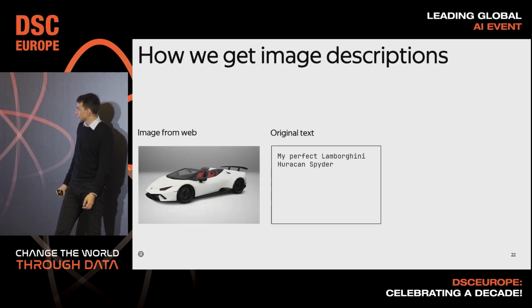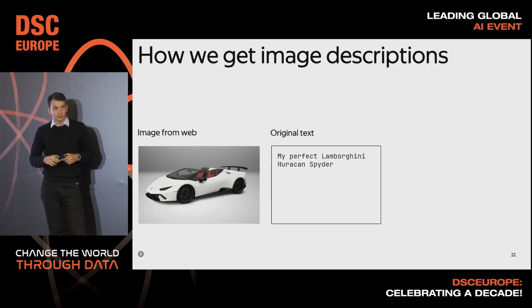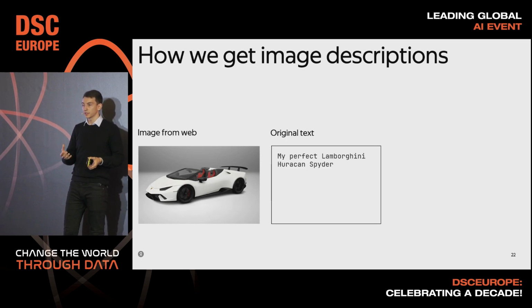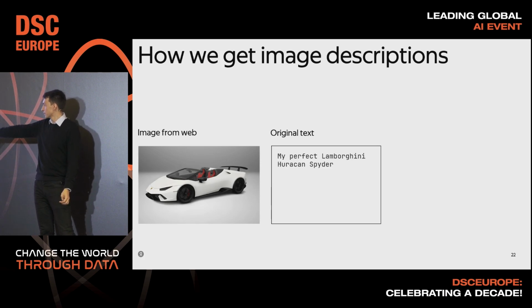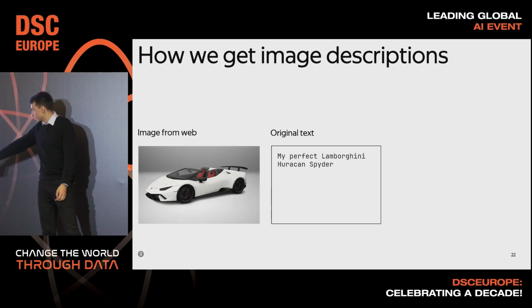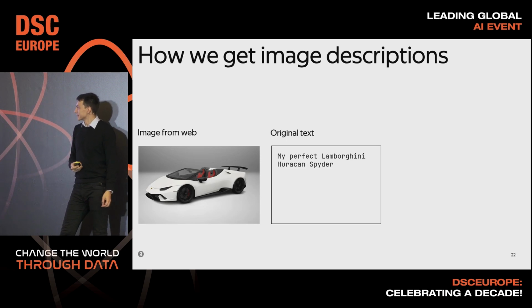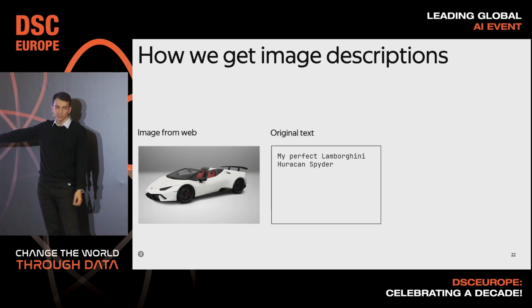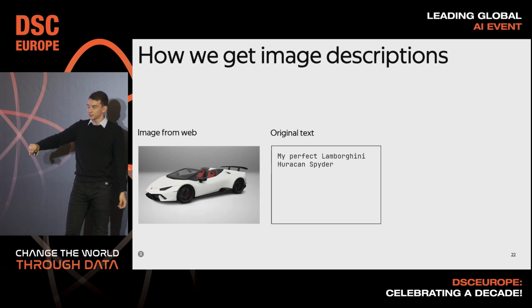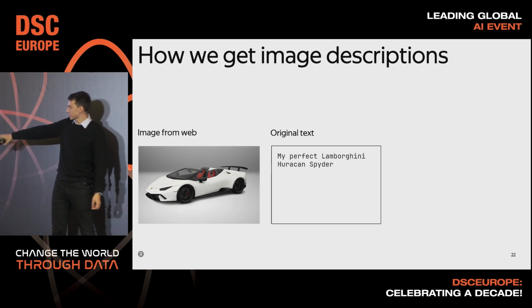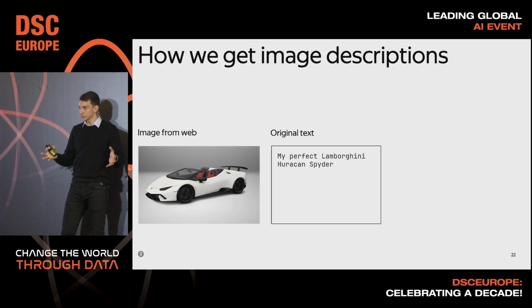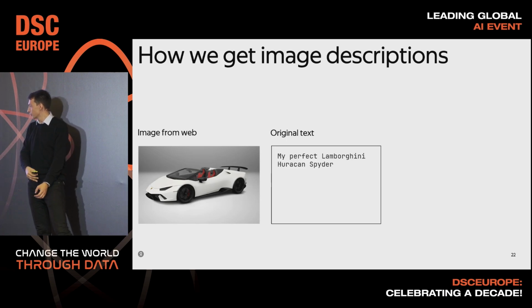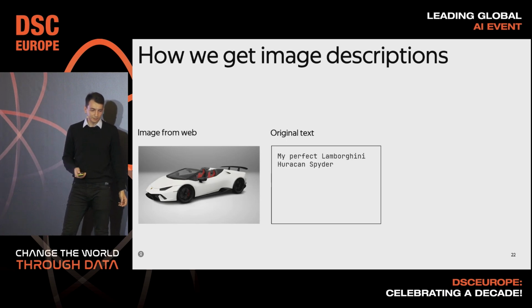The next part is textual descriptions. As I said, each image on the web usually contains some text near it. For example, this is just some random image from the internet, and there was a text near it: "My perfect Lamborghini Huracán Spyder", right? But this textual description is not really good for training a diffusion model because it doesn't really describe this image. It says what model the car is, but it doesn't say what color it is, how it is located, where it is located, what's in the background. So we want something better, something like this.